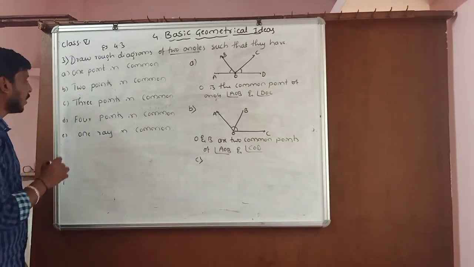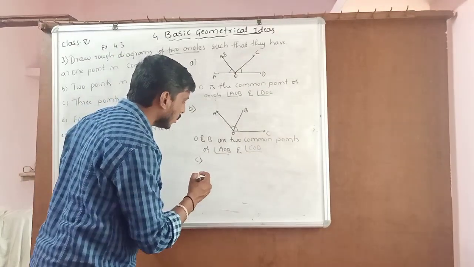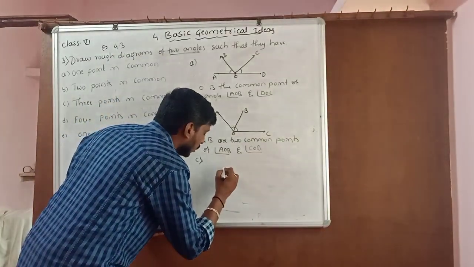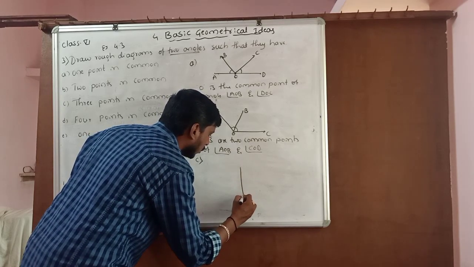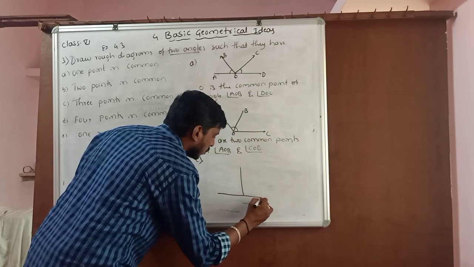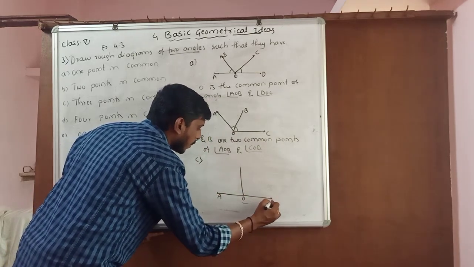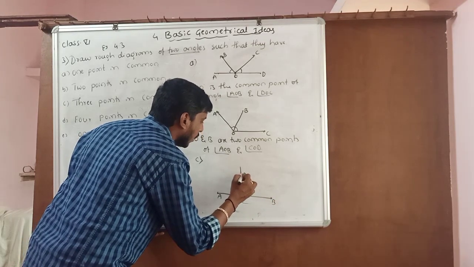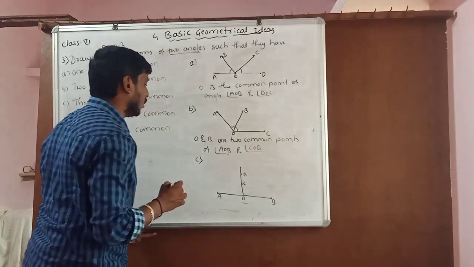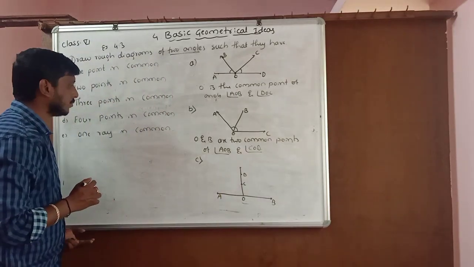So next one, C. What is this C? 3 points in common, like that. They want 3 points that are common. If they want three common points, I will draw like that. So this is A, O, and B. This is C, and this is D. So here, what do they want? 3 points are common.